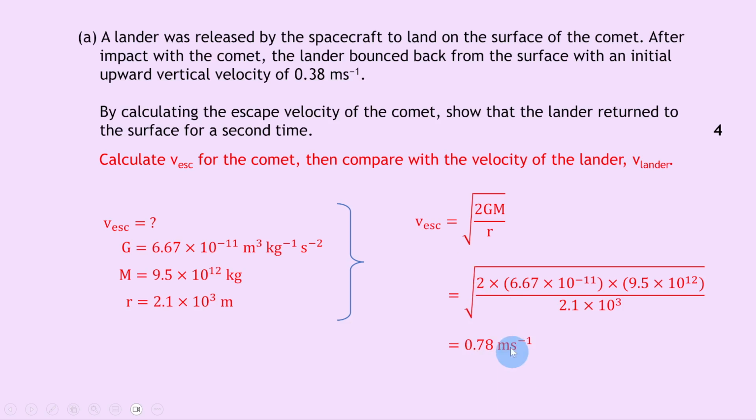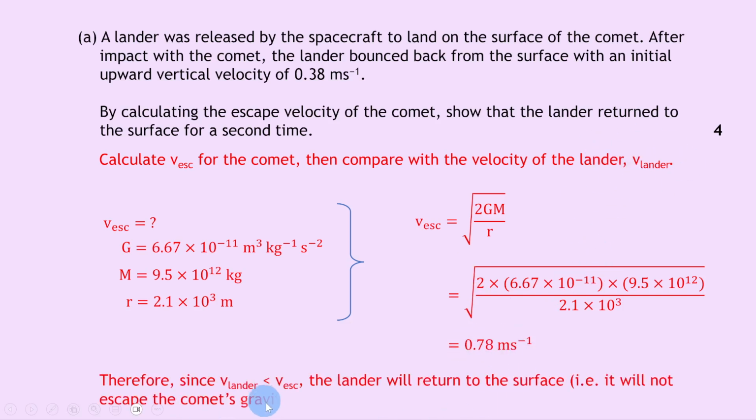And remember we said we're going to compare this velocity with the velocity of the lander. So we can say therefore, since the velocity of the lander is less than the escape velocity for the comet, the lander will return to the surface, i.e. it will not escape the comet's gravitational pull. In other words, the lander would need to have a velocity greater than 0.78 meters per second in order to escape the comet's gravitational pull.